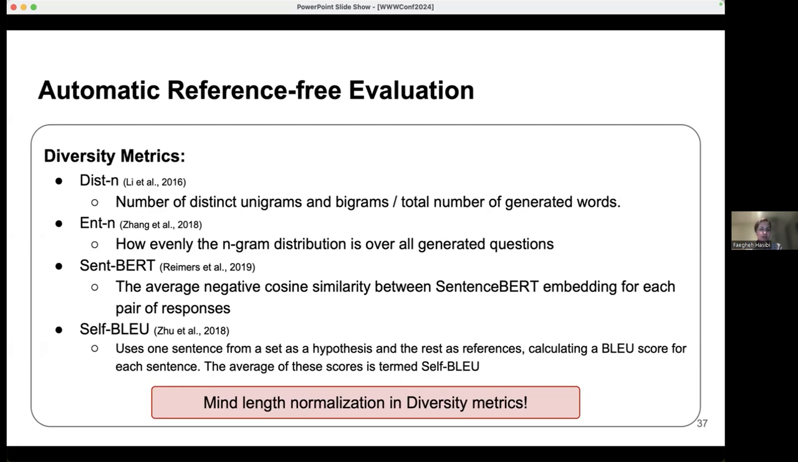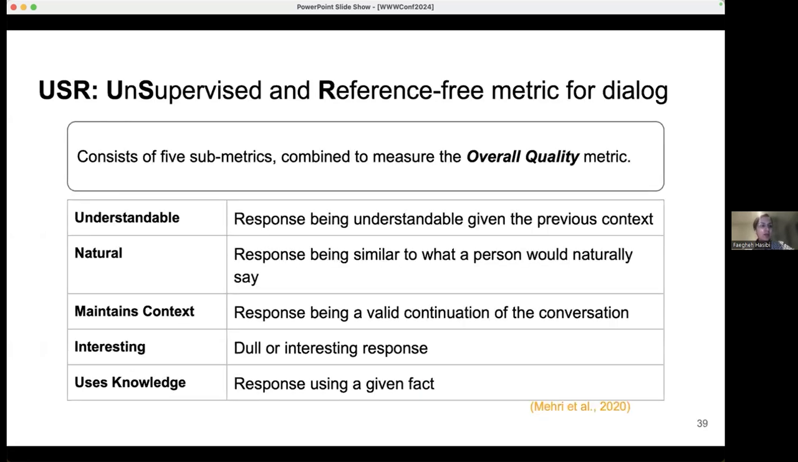Okay, so the metrics that I mentioned are just measuring diversity, but we also want to measure the overall quality of the generated data. There is a work called USR, which stands for unsupervised and reference-free metric for dialogues. It consists of five sub-metrics: understandable, natural, maintains context, interesting, and uses knowledge. And then it combines all these metrics into one overall quality metric. In this way, the overall quality score that this trained model obtains is more explainable, let's say, or more transparent.